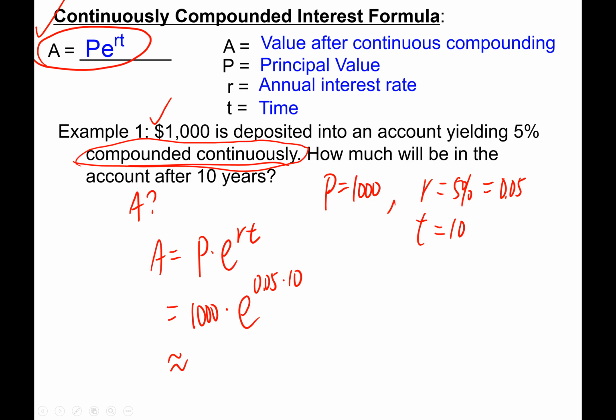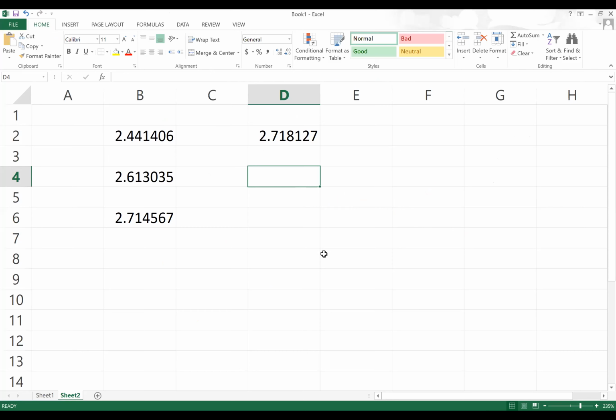Let me show you how to get this in Excel really quickly. So you just have to do this. You get $1,000 times EXP, that's exponent with base e, EXP, and put the exponent in the parentheses. So the exponent is 0.05 times 10. Once you input it like this, EXP represents e raised to this power.